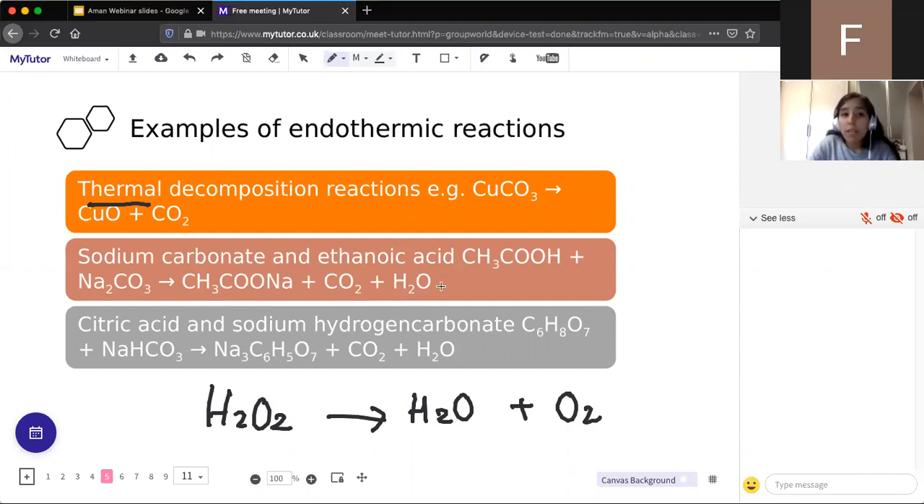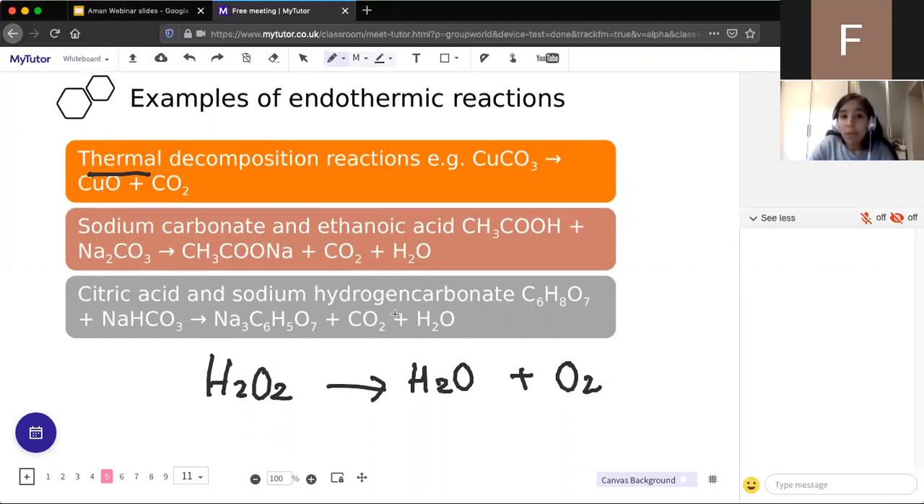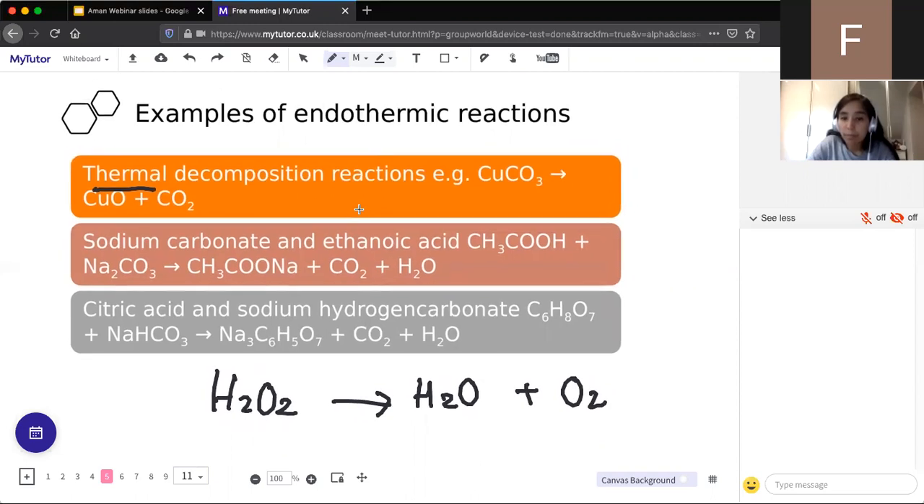The next example is sodium carbonate and ethanoic acid. Ethanoic acid is an example of a carboxylic acid. Again, we've not gone over this topic yet, but you may have done it in chemistry at your school. It produces sodium ethanoate plus carbon dioxide plus water. And the third example is citric acid plus sodium hydrogen carbonate. This is sodium hydrogen carbonate, this is citric acid, and producing carbon dioxide and water and sodium citrate. So there are 3 examples of endothermic reactions.